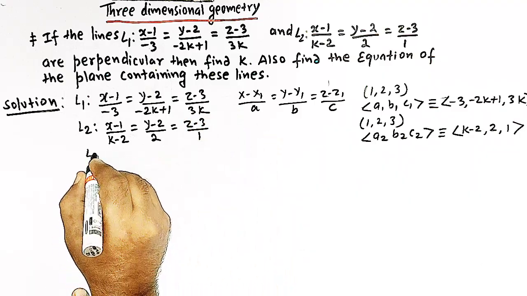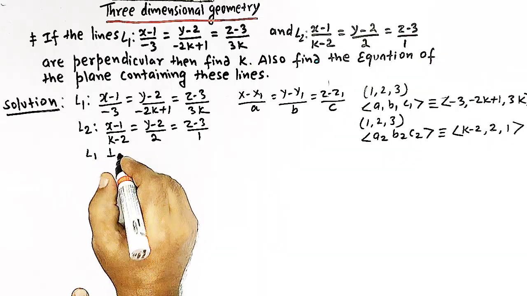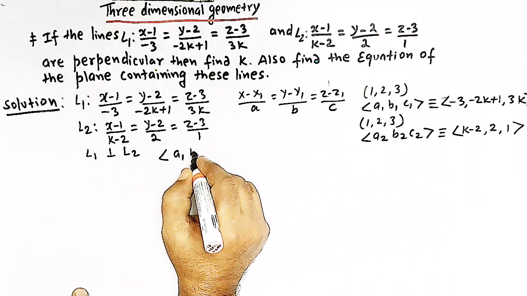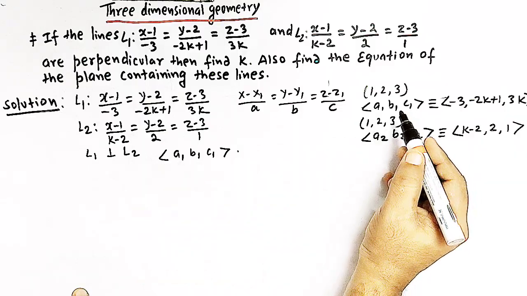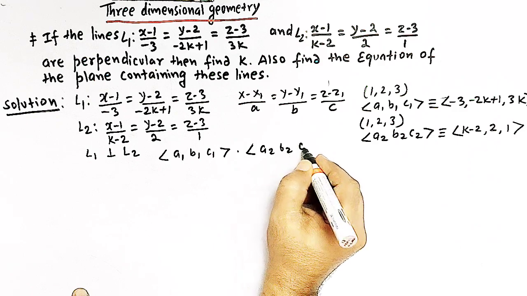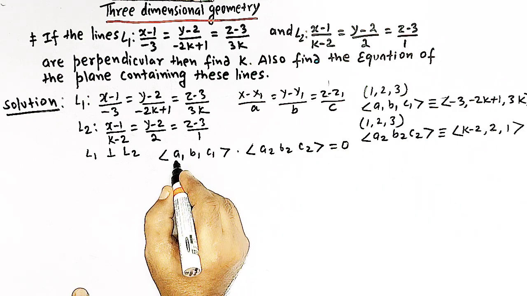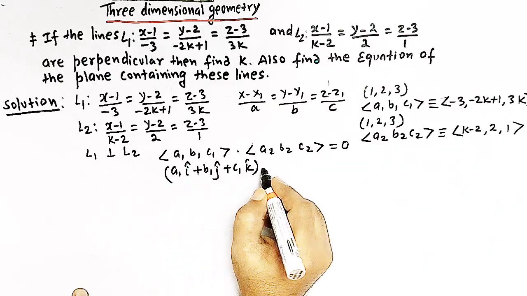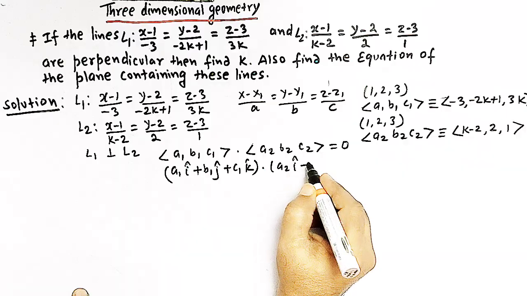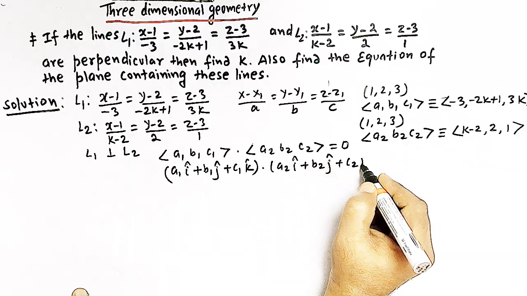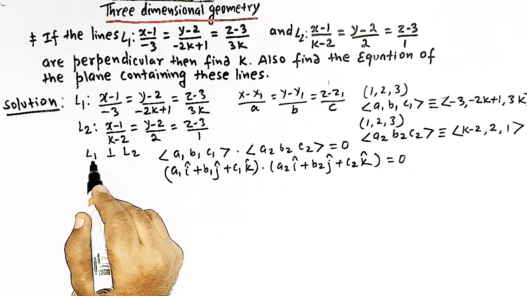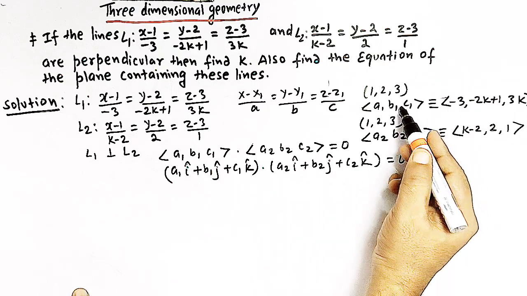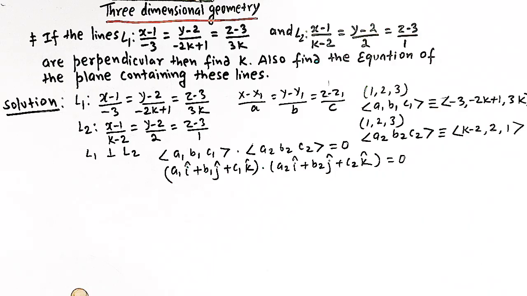So here these two lines L1 and L2 are given to be perpendicular, and we know that if two lines are perpendicular, then we have this condition, that is the dot product of the two direction ratios (a1, b1, c1) and (a2, b2, c2) is equal to 0, right? So we can also write it as a1 i cap plus b1 j cap plus c1 k cap, and the dot product is taken with a2 i cap plus b2 j cap plus c2 k cap is equal to 0. So if the two lines L1 and L2 are perpendicular to each other, then the scalar product of the direction ratios of the two lines should be equal to 0, right?